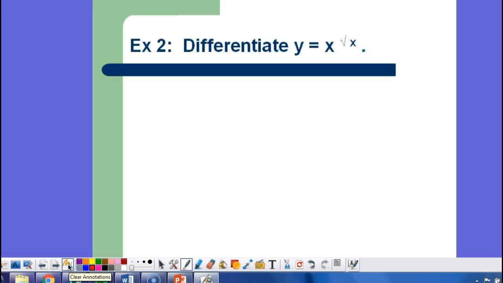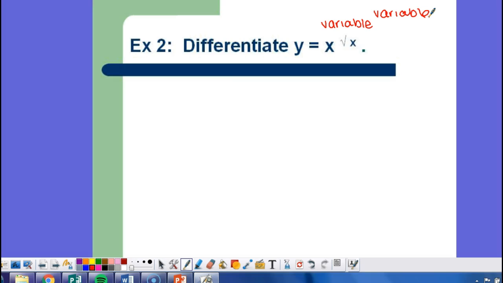So we have x to the square root of x. We haven't seen this before. This is the case where you have a variable to a variable. That's different than the examples we did yesterday. Yesterday we did a number to a variable. So you have like 8 to the square root of x. We didn't have x to the square root of x.